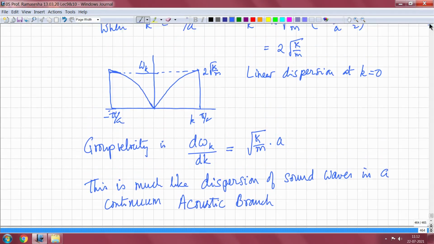And when I am looking at the transverse modes, the transverse modes will go like this. This is the longitudinal mode, and the transverse mode will go like this. There will be 2 of those transverse modes. So, this is 2 degenerate transverse modes.